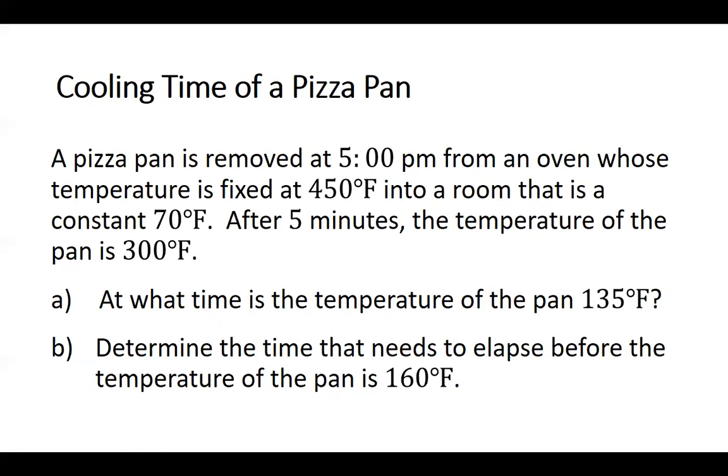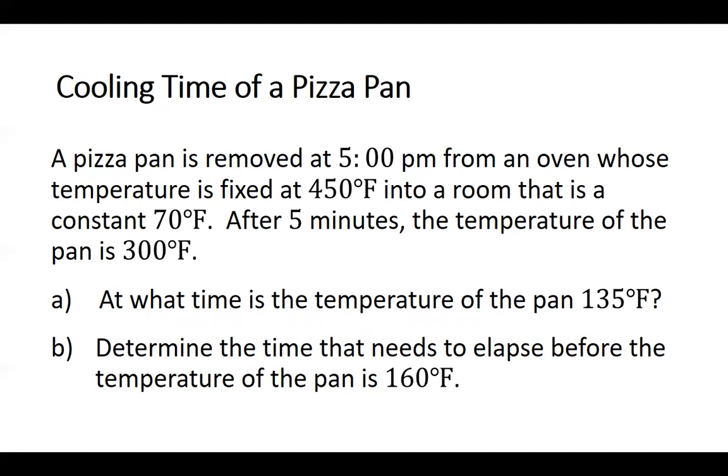So we've got a starting time, 5 p.m. We've got a temperature, which we can call the starting temperature of our pan, right? Because if the oven's temperature is fixed at 450 degrees, then when you take the pan out of the oven, it should be at 450 degrees. We have a surrounding medium, air, which is the room temperature of 70 degrees. So after 5 minutes, the time t, the temperature of the pan is 300 degrees Fahrenheit. So we know after 5 minutes, the U of t is 300 degrees Fahrenheit.